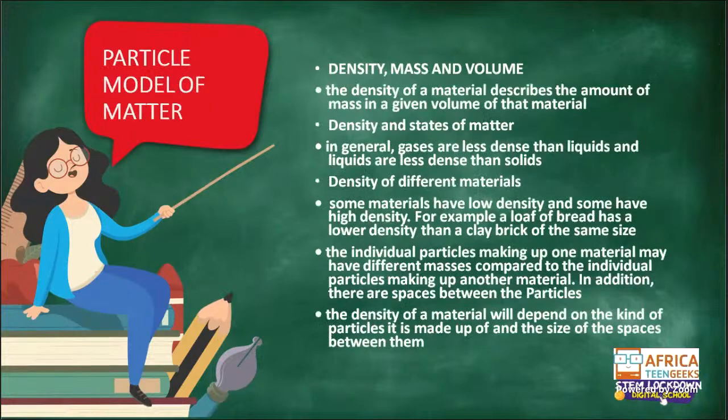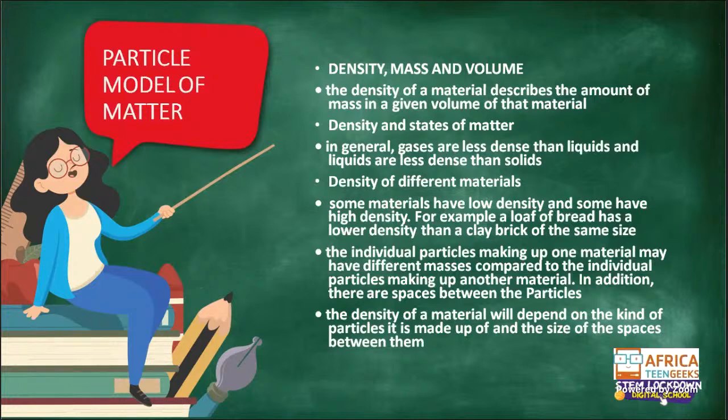Okay, now let's continue. Under this topic, we're supposed to know what density, mass, and volume are. All right. Now, what is density? The density of a material describes the amount of mass in a given volume of that material. Or in simple terms, we can say density is defined as the mass per unit volume of a substance. Okay. So what it means is that is mass, and then look at the volume. I'm indirectly trying to conceive the density of that substance.